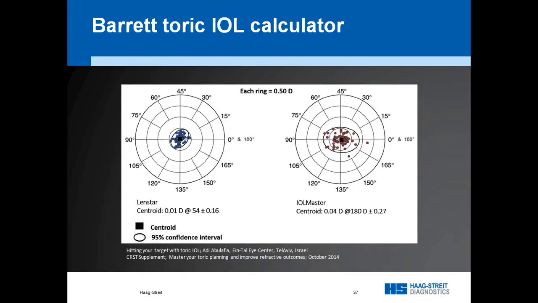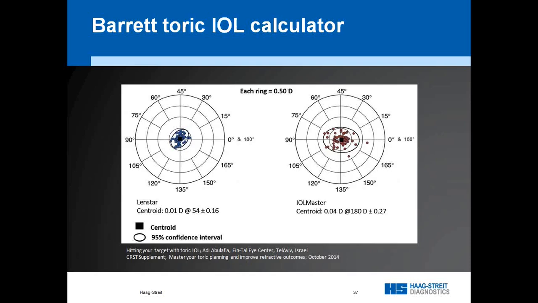And last but not least, I would like to go to this slide. Some of you might say, well, I do have an IOL Master. I can take the IOL Master measurement, go to either the ASCRS or the APACRS website and use the Barrett toric calculator there. But still you will get a difference between the LensStar and the IOL Master. If you look here at the centroid, they are equivalent. They both are spot on.